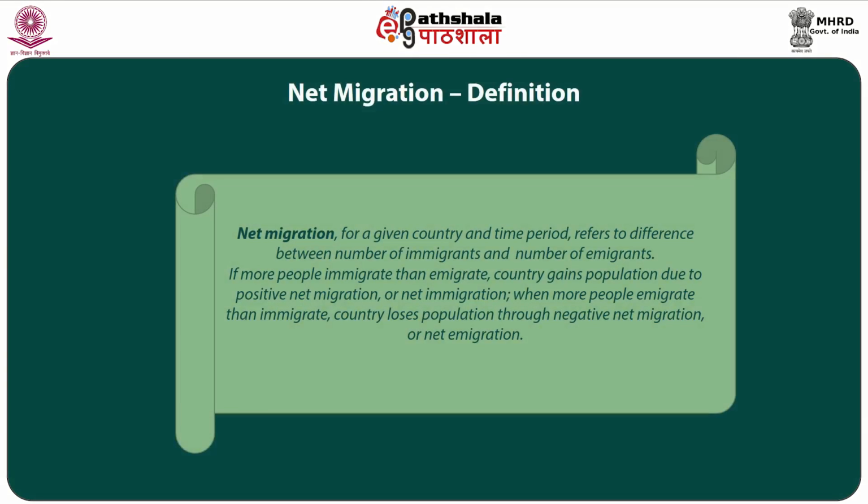Now let us move to the concept of net migration. Net migration for a given country and time period refers to the difference between the number of immigrants and the number of emigrants. If more people immigrate than emigrate, the country gains population due to positive net migration or net immigration. When more people emigrate than immigrate, the country loses population through negative net migration or net emigration.